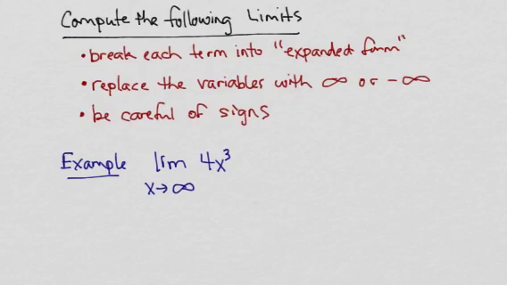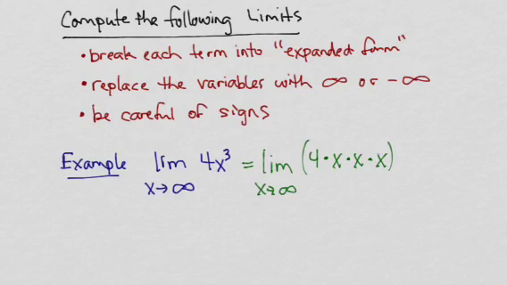So what expanded form means is that we are going to rewrite this problem as a group of multiplication problems. The whole number 4 times 3 x's. That's what x to the third means. Expanded form means writing it without any exponents, writing it the longest possible way.